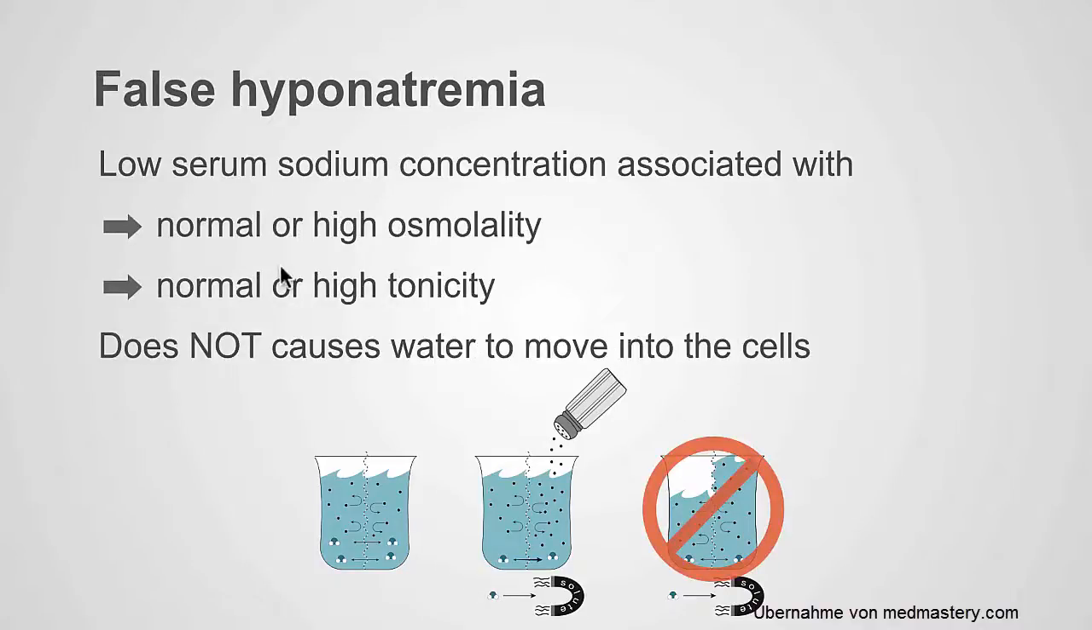False hyponatremia is when you have a low serum sodium concentration, but the extracellular osmolality or tonicity is normal or high. Okay? And so if it's normal, you'll get no movement. If the extracellular tonicity is even higher than the intracellular tonicity, you'll get movement of water out of the cells. But in false hyponatremia, water does not flow into the cells, and that's what we expect to happen with hyponatremia. That's why we call it false hyponatremia.